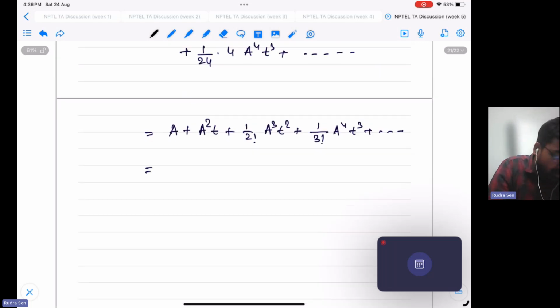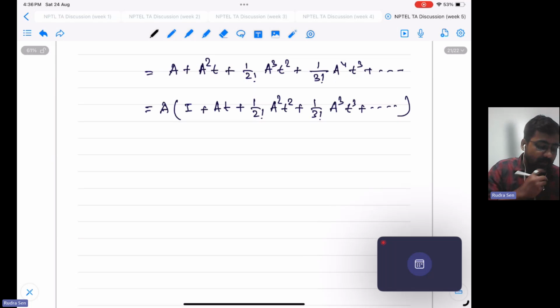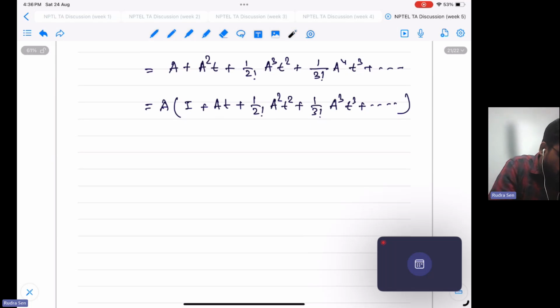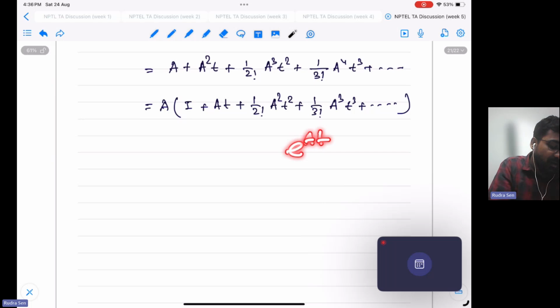Now take A common. What we get is A times (I + At + (1/2)A²t² + (1/3!)A³t³ + ...). So what is this term? This is basically nothing but e^(At), right? So this is A into e^(At).